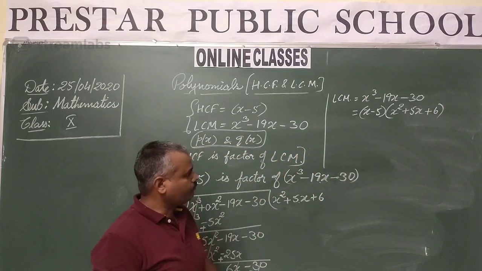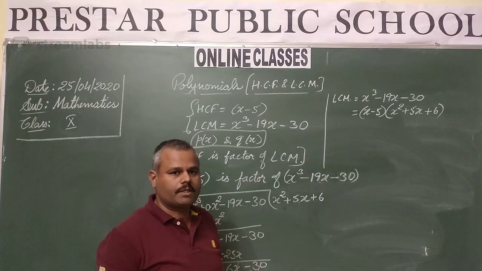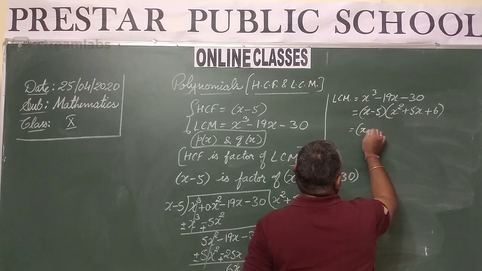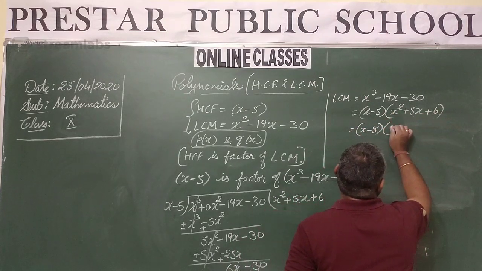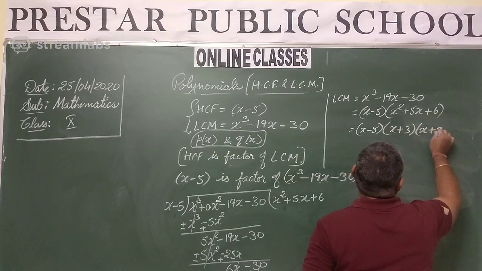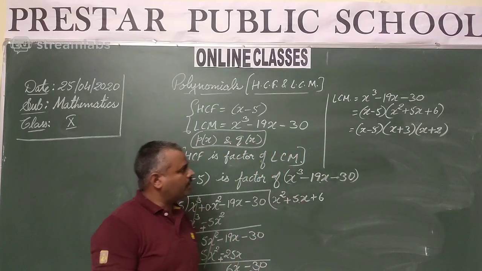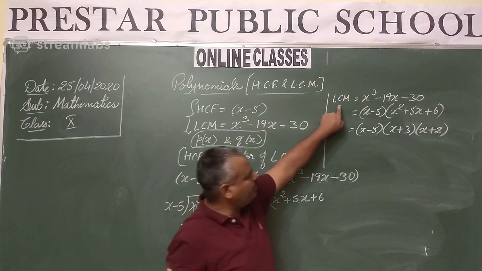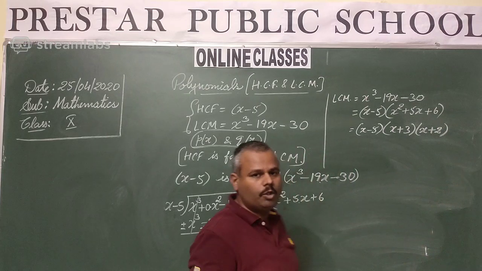Now here, the factor x squared plus 5x plus 6 you can further factorize, and the factors of this expression will be x plus 3 multiplied by x plus 2. So we get in total 3 factors of the LCM. Now HCF is x minus 5. LCM says it is x minus 5 multiplied by x plus 3 multiplied by x plus 2.